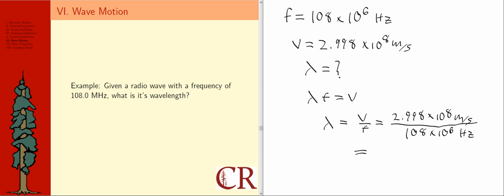And my calculator says for this 2.77592, etc. That's more sig figs than I need. I think I could round that off to 2.776, and the units should be in meters. So that's 2.776 meters. Let's go ahead and check that with the slide. There it is, 2.776 meters.